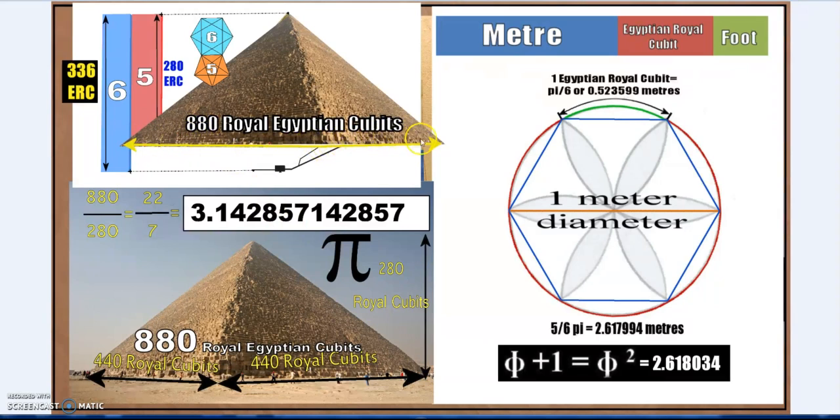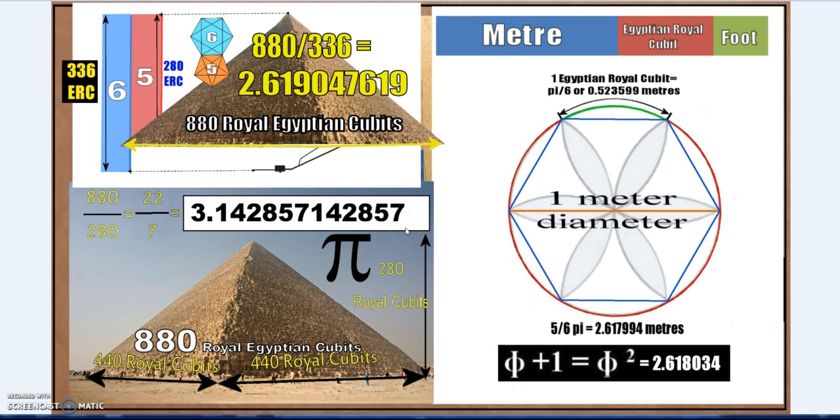880 Egyptian royal cubits being the maximum visible base length. The most you can see of a pyramid is 2 sides, including the maximum, let's just call it invisible height, being 336 Egyptian royal cubits. Well, 880 divided by 336 equals 2.61904. So just like the maximum visible base length divided by the maximum visible height gives us essentially pi, the maximum visible base length divided by the maximum height, including the invisible height, gives us phi squared.